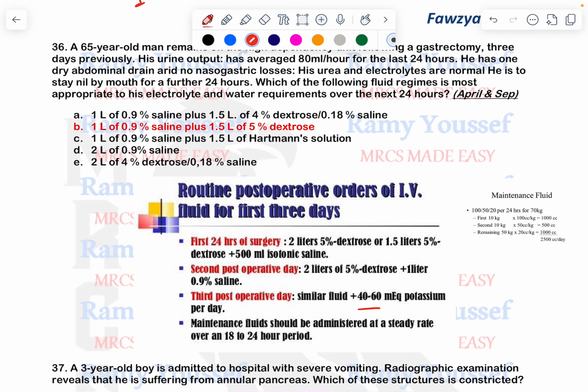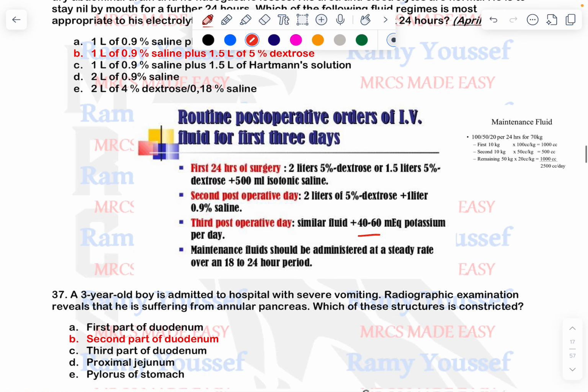A 3-year-old boy is admitted to the hospital with severe vomiting. Radiological exam reveals he is suffering from annular pancreas. Which structure is constricted? The second part of the duodenum. So the weeks, if you see what the weeks are, it's not given here.